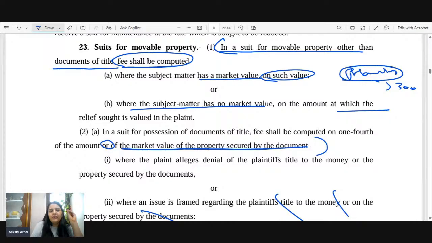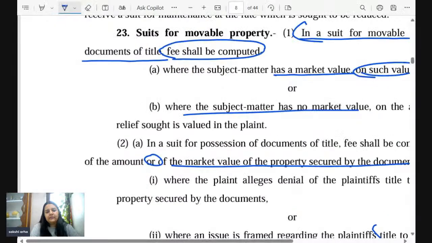Okay, so if it's a document of title, then either 1/4 of the amount that you're claiming or the market value of the property which is secured by the document. If it is not document of title, then market value of property. If that property is having no market value, then the relief you are claiming, okay, the amount of relief you are asking for. Next.